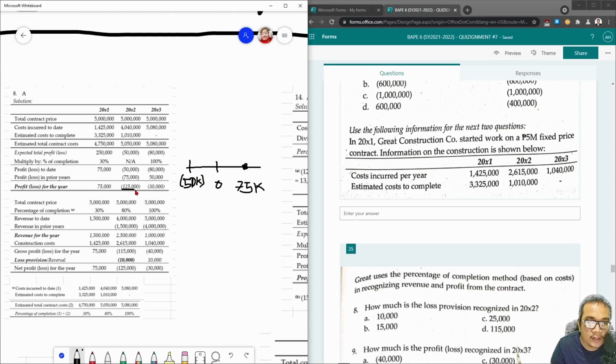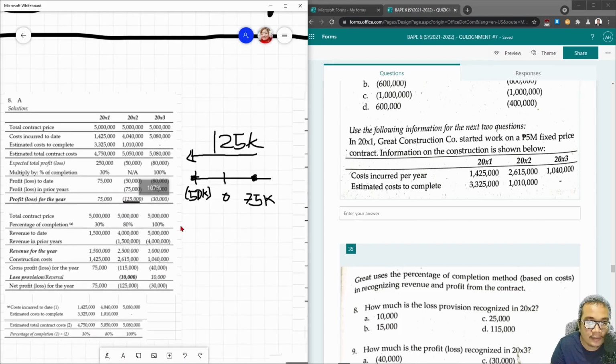So, bakit to 125? Kasi from this point to this point, that is 125K. Nag-decrease ka ng by 125K, kasi from being 75K profit, naging 50K loss na. So, from this point to this point, nagkaroon ng dip, bumagsak ng 125K. Kaya dito nakalagay 125K. So, inulit lang natin yung explanation sa logic behind this, sa reasoning behind this, dun sa lecture video.